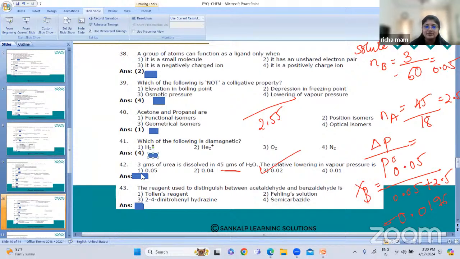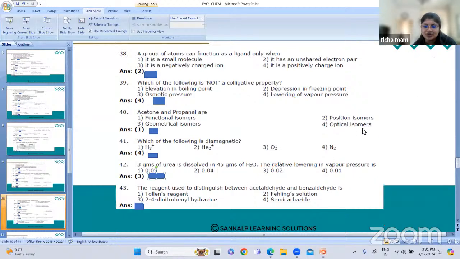So what we have done, first we have found the number of moles of solute and solvent, then we have found the relative lowering of vapor pressure, which is given by delta P upon P naught, that is the mole fraction of B. You can calculate it by the number of moles of solute upon the total number of moles of solute plus solvent. So by getting that, you will get option number 3. Let us go for the next one.